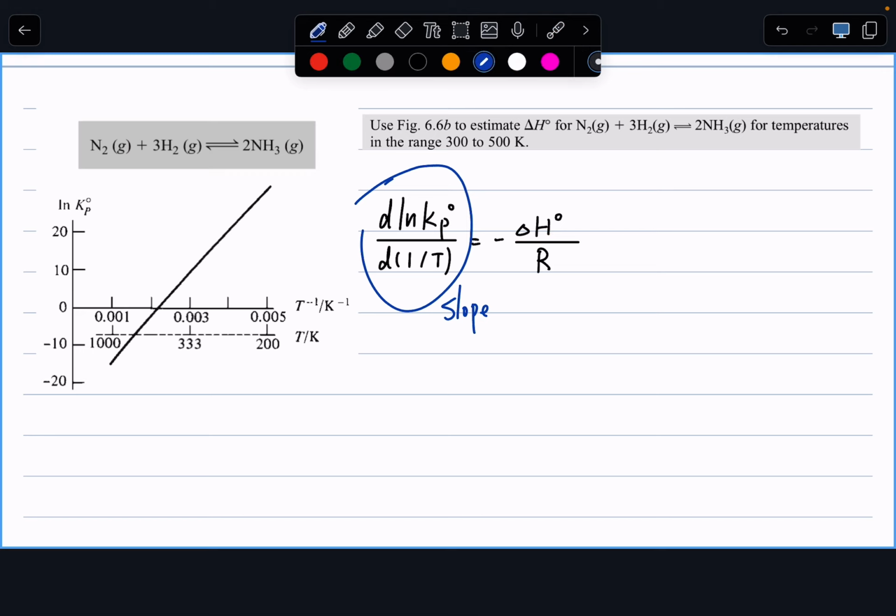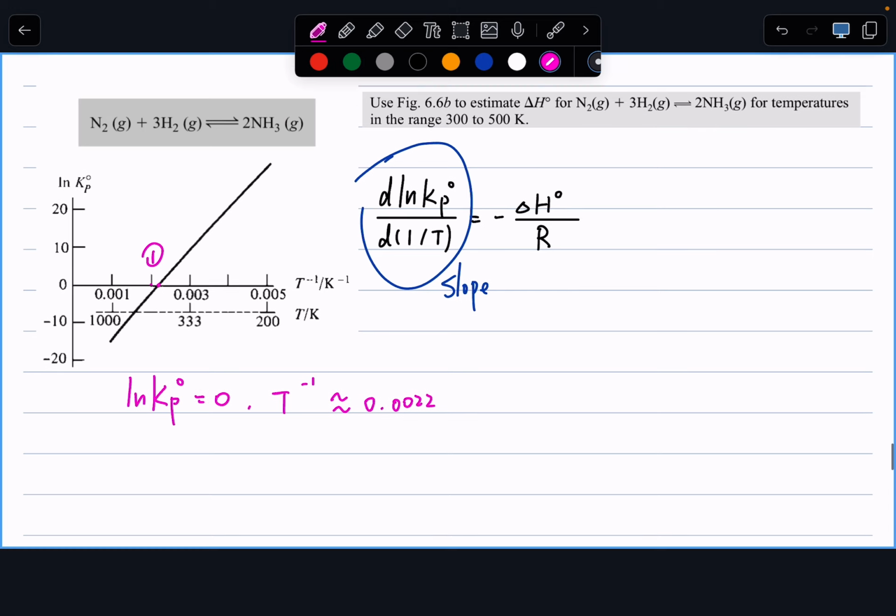All right, so how do we do that? Let's take one point like here, where my ln Kp naught equals 0, and my T to the minus 1 is roughly equal to 0.0022. It's an estimate, right? We know that this is 0.002 and that this is about 0.0022. It doesn't need to be exact, it's an estimate.